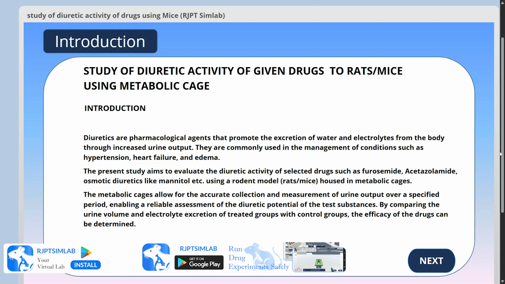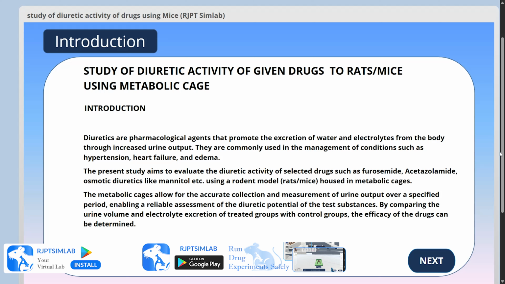The above paragraph says that metabolic cages allow the accurate collection and measurement of urine output, which means when the rats or mice urinate, the urine is collected in the metabolic cages and then measured in a specified period. The animals are kept in the metabolic cages for a specified period of time, and then urine output is collected from each rat and measured. This is a very reliable method for assessing the diuretic activity of these drugs.